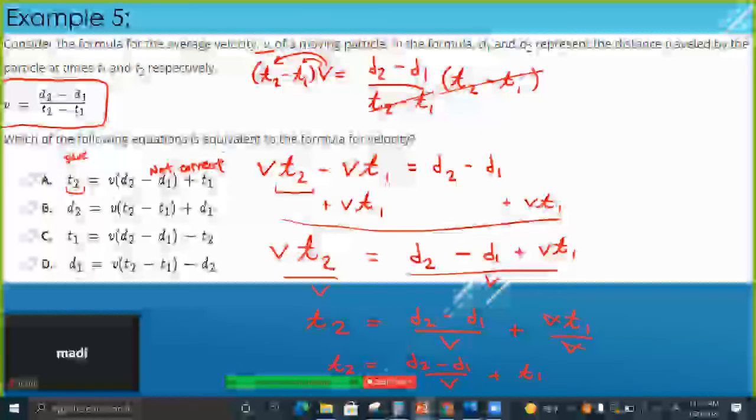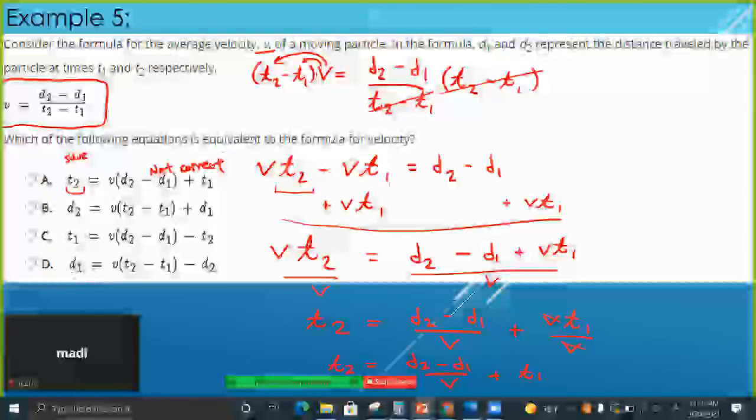So we have to try the other 3 and see if we can get a match. Based on what I just saw, I think that if we solved for T1, option C, we're also going to get a division. It'll be D minus D over V, like last time. So I think we can probably safely assume it's not option C either. But let's try solving for D2.